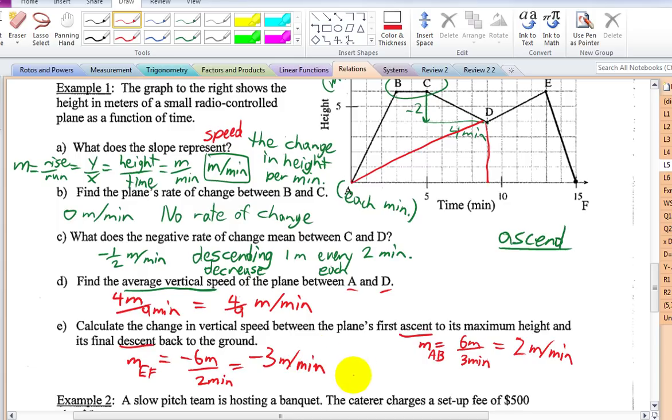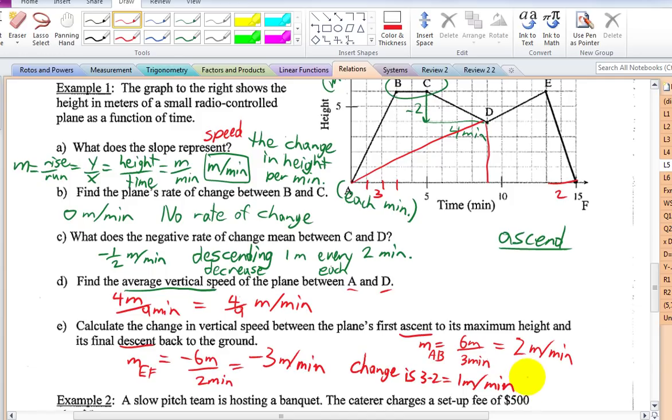So the change in speed, yes, not for the first one, because that's over 3 minutes. It's for the second one here that's over 2. Okay? The change is 3 minus 2, so it's 1 meter per minute.